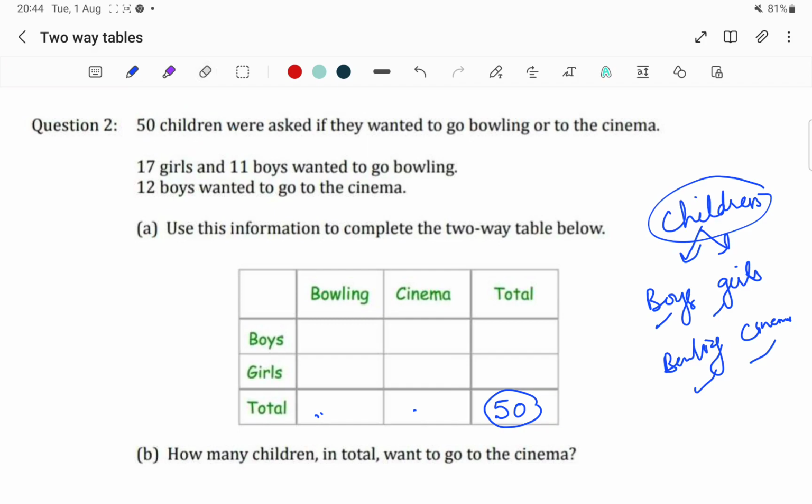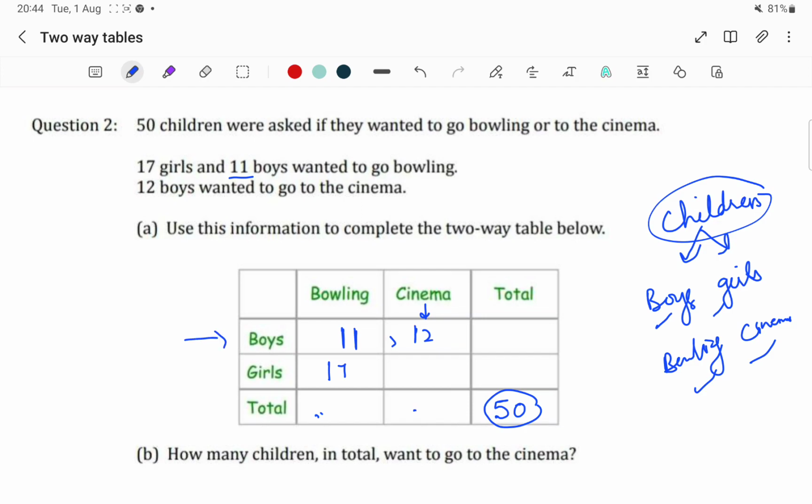Next is, they say 17 girls and 11 boys wanted to go for bowling. So this is bowling. 17 girls, so girls are here and bowling is here. So where they will intersect? Here. 17 girls and 11 boys. So 11 boys I have filled over here. And then we have 12 boys wanted to go to cinema. Boys and cinema. So they are 12. Once you fill this value, now no more information is given, but total we can find.